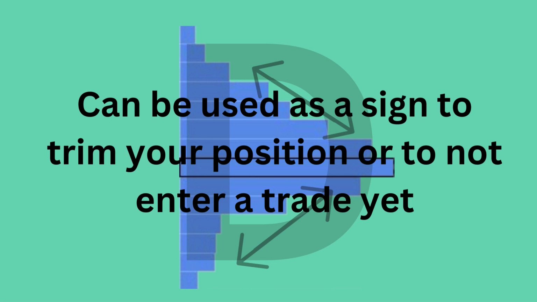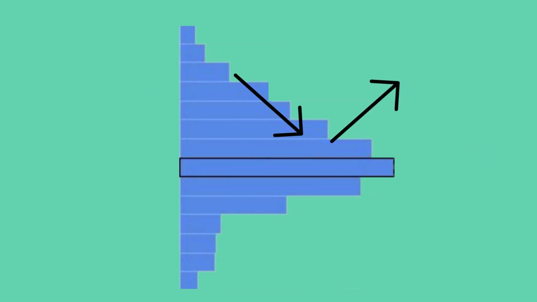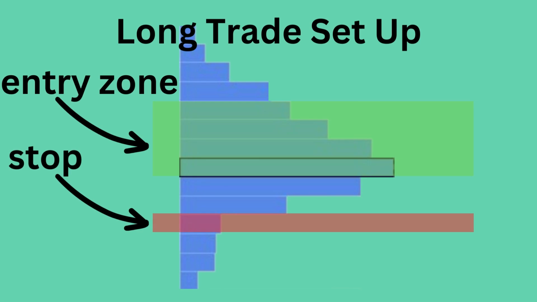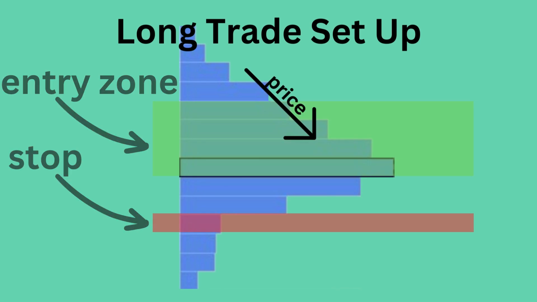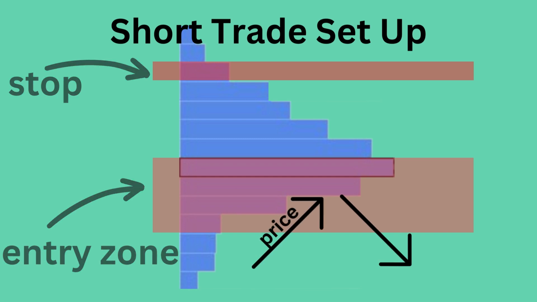But you can also use the high volume nodes as support and resistance, like we have already been learning to do. So this would be our support and this would be our resistance. I prefer to put my stop limit the other side of the nodes as the volume begins to drop off. Some people prefer to put it the other side of the point of control. It just depends on your risk profile for that trade.